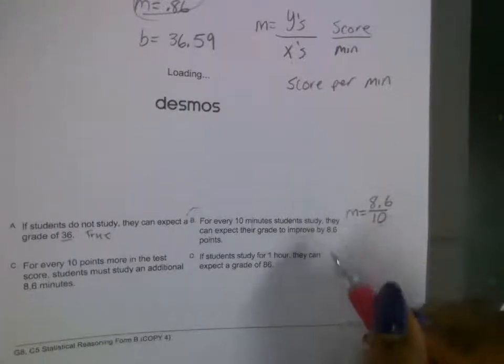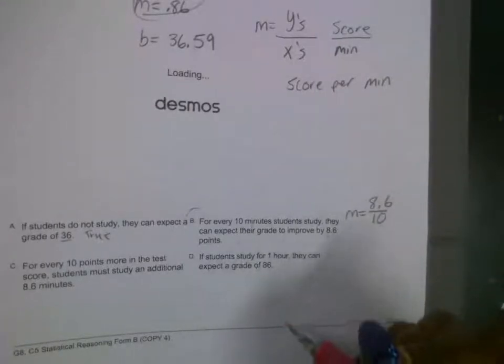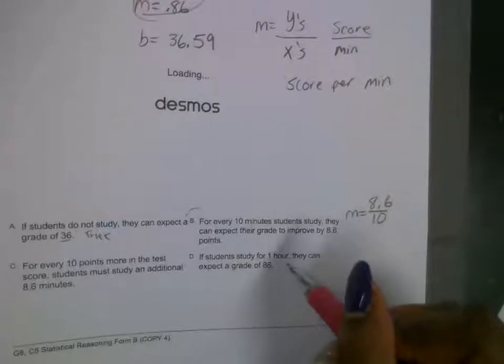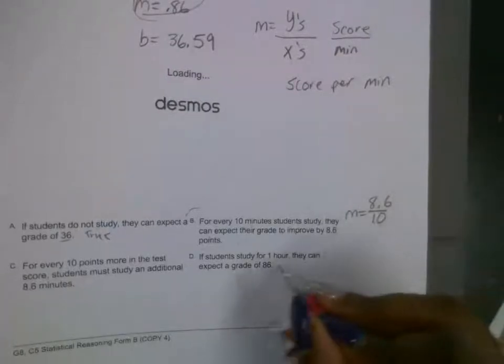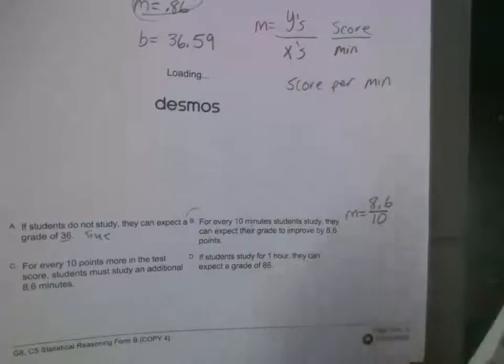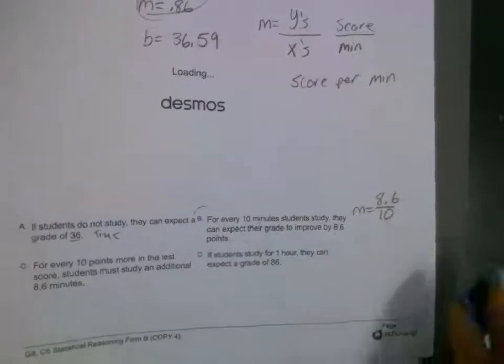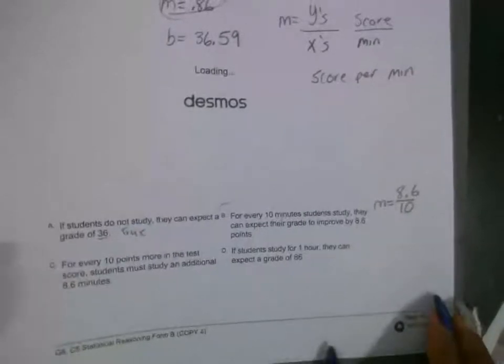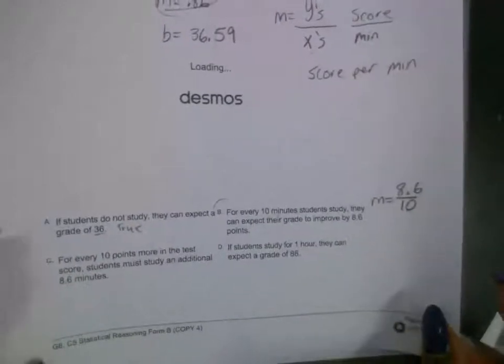Okay. 8 more points. In addition, study for 1 hour and get expected grade. 1 hour is 60 minutes. So this would be 60. This would be 86. Oh, no, those are not right. Okay. So your answer there is B. Any questions about that? Okay. Dylan, are you okay?